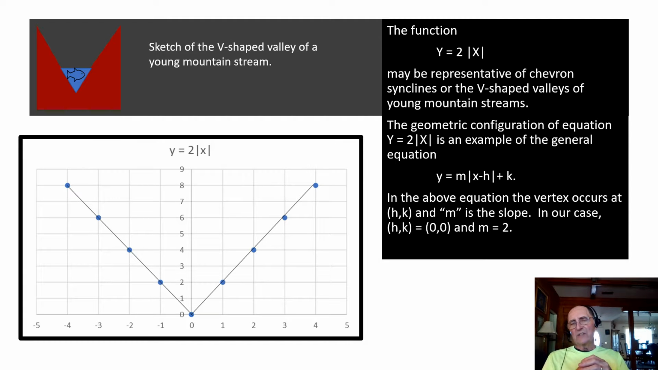The first one is y is equal to 2 times the absolute value of x. That could be indicative of the V-shaped valley of a young mountain stream or a chevron syncline. Now the general equation is y is equal to m times the absolute value of x minus h plus k. Now h and k are the x and y coordinates of the vertex, and m is the slope. In our case, the slope is 2.